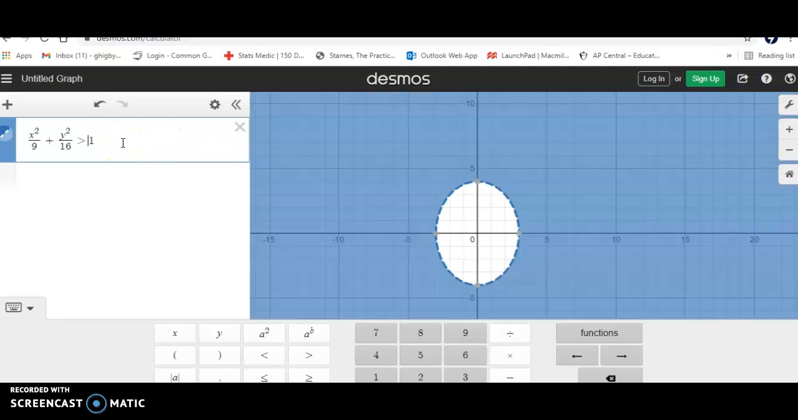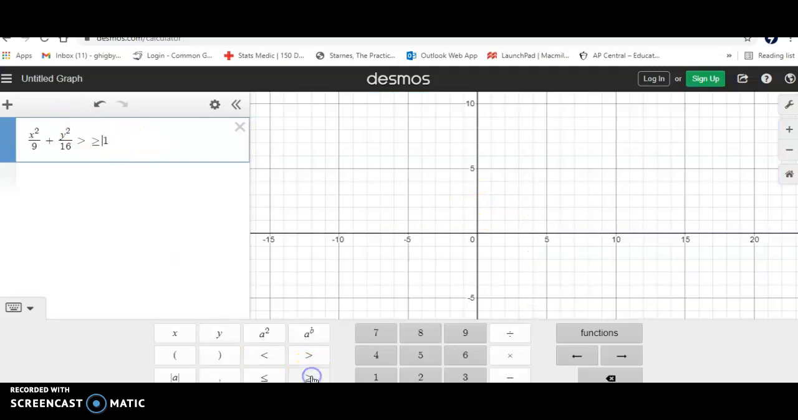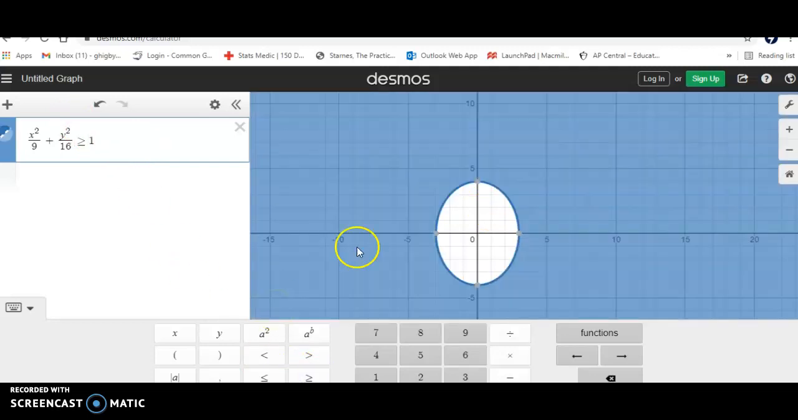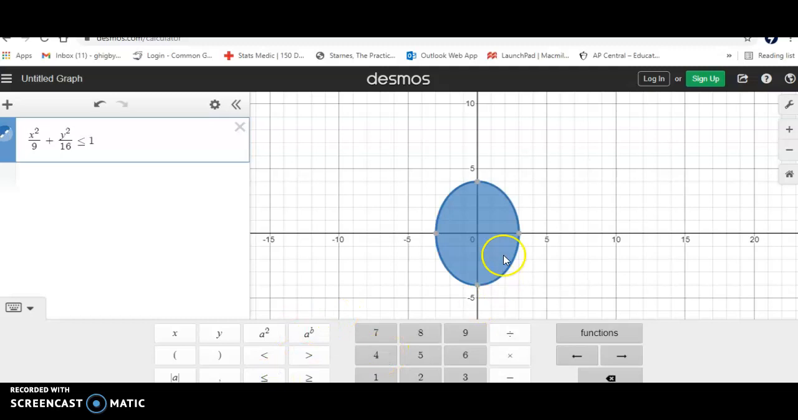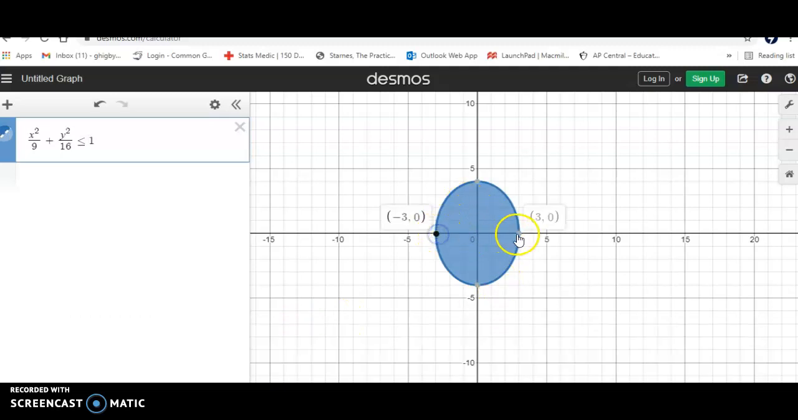What if I change that to a greater than? See how it shades on the outside? Change it to a greater than or equal to. Oops, I guess I need to delete that one first. Now it's a solid line on the outside. Dashed line, solid line. But anyway, the correct one that we wanted was this one, so I did this correctly.